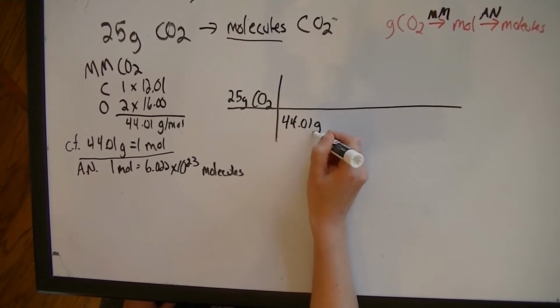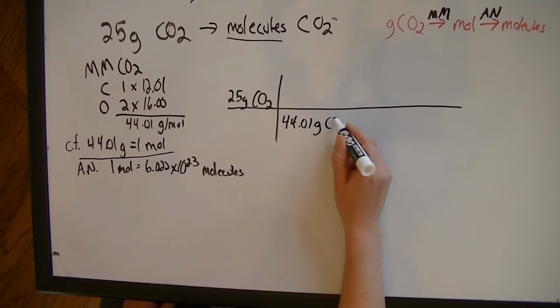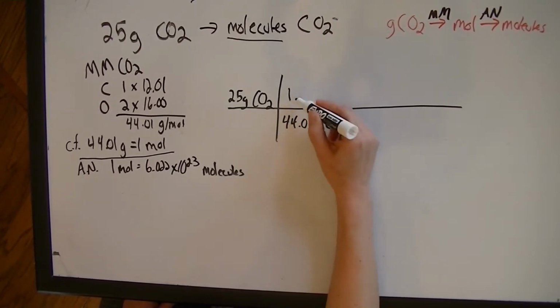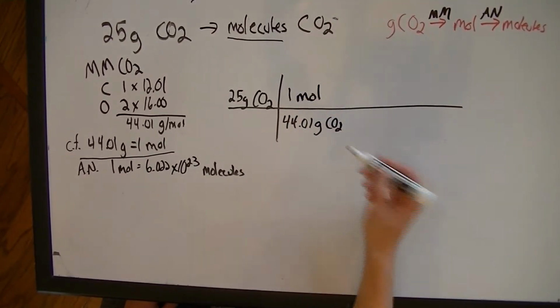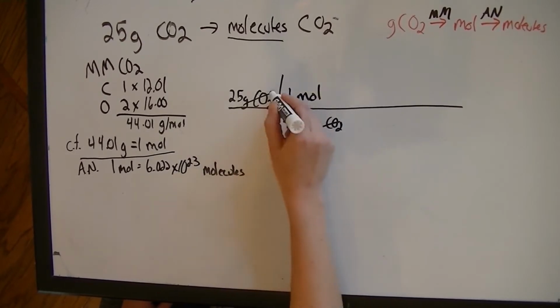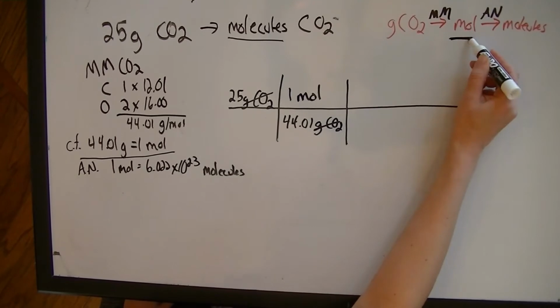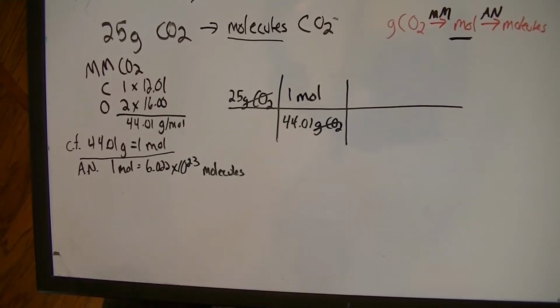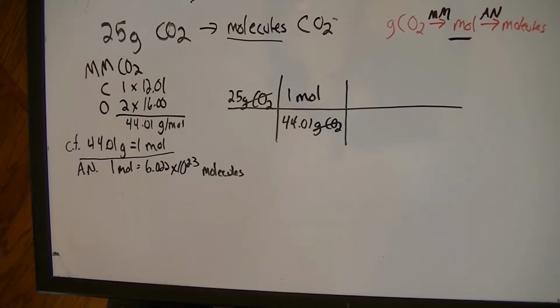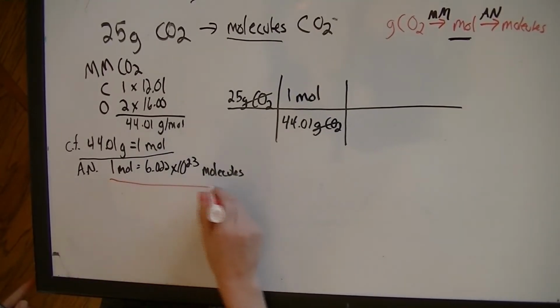So I'm putting this 44.01 grams on the bottom, and on top I am going to put 1 mole. So grams of CO2 are now canceling. Now I'm at moles. Okay, so I have one more step to get all the way to molecules, and that is using Avogadro's number. All right, so this conversion factor I will put on my railroad tracks next.